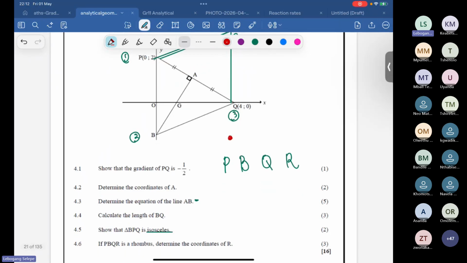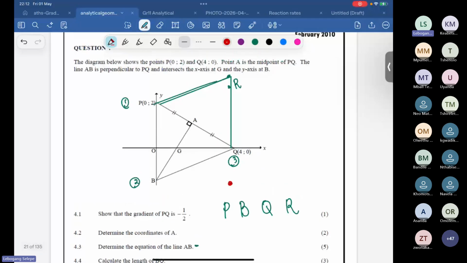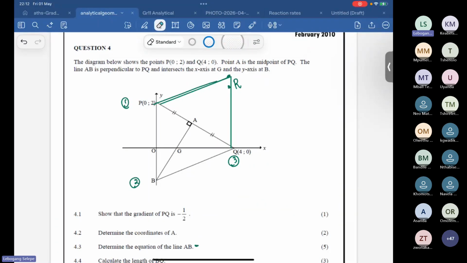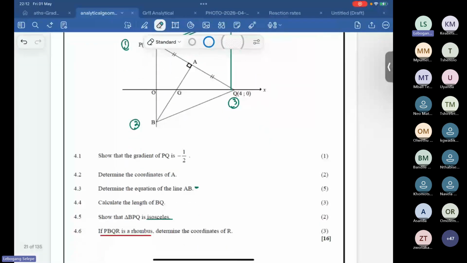The understanding of quadrilaterals is important. You need to know what makes a rhombus a rhombus. The point I was trying to make is that your quadrilateral must be formed exactly the way the letters are listed by the examiner. So the examiner said PBQR.